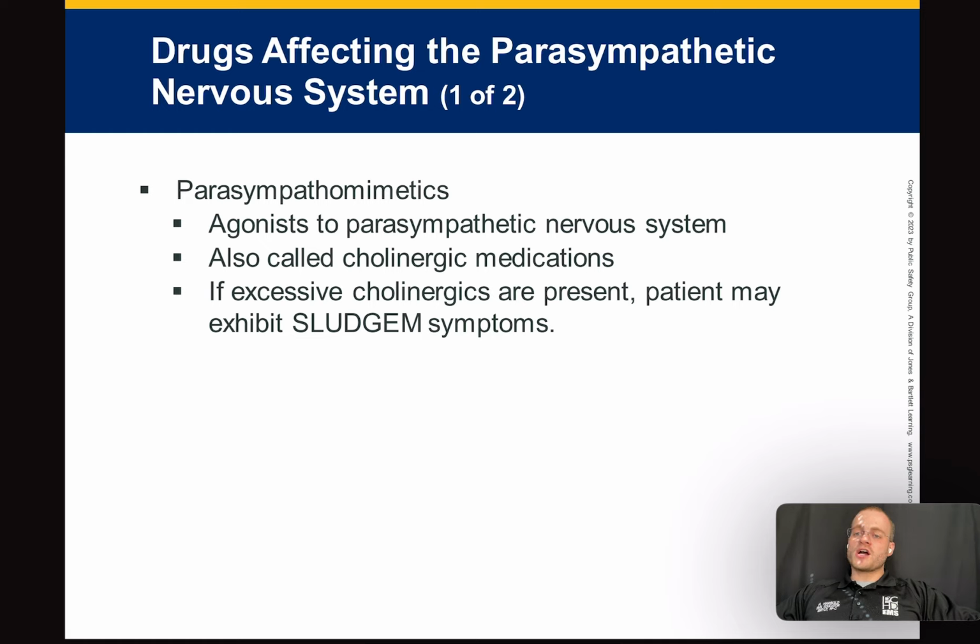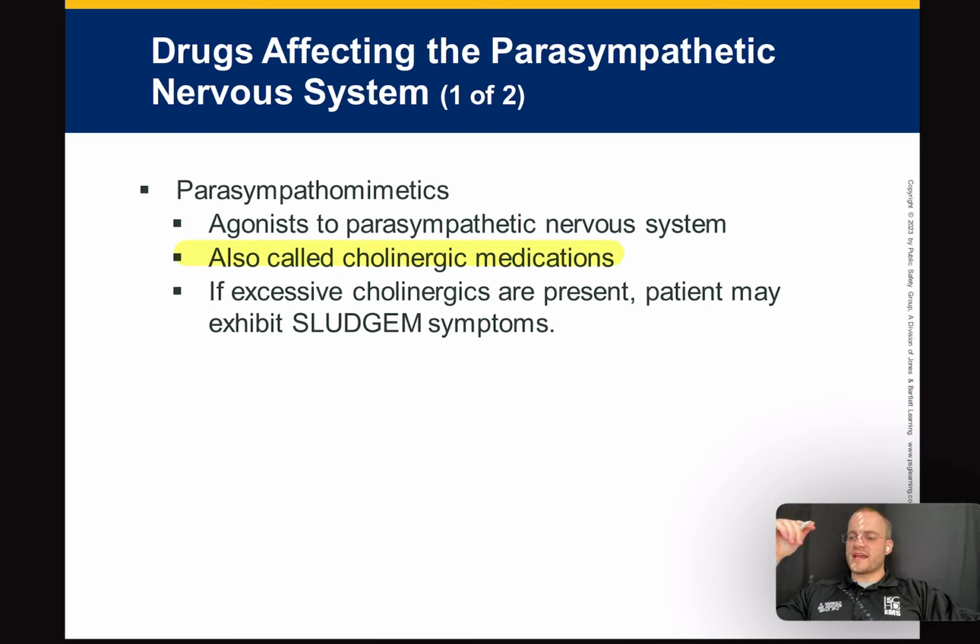Now, parasympathomimetics, right? These are the drugs that overactivate. So they're agonists that overactivate the parasympathetic nervous system. So weirdly and annoyingly, these have two names. They're also called cholinergic drugs. Okay. So if excess cholinergics are present, you'll present with something called SLUDGEM.